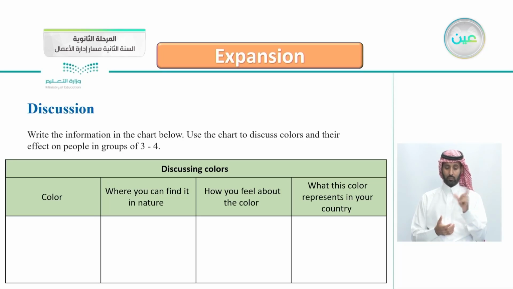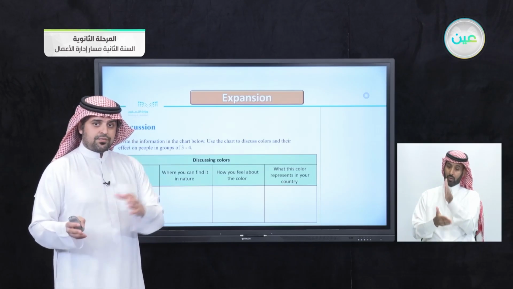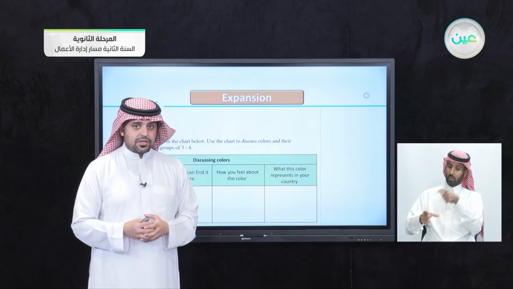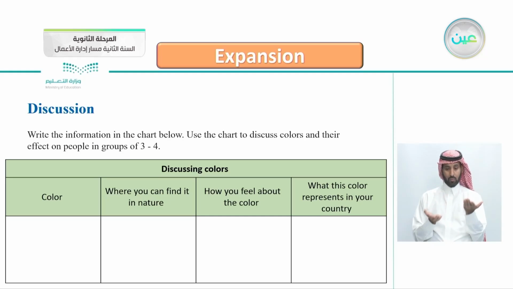Here is a discussion. This is a chart you have to do by yourself. Write the information in the chart below. Use the chart to discuss colors and their effect on people in groups of 3 or 4. So divide yourselves in groups of 3 or 4, try to answer this chart together and compare your answers.